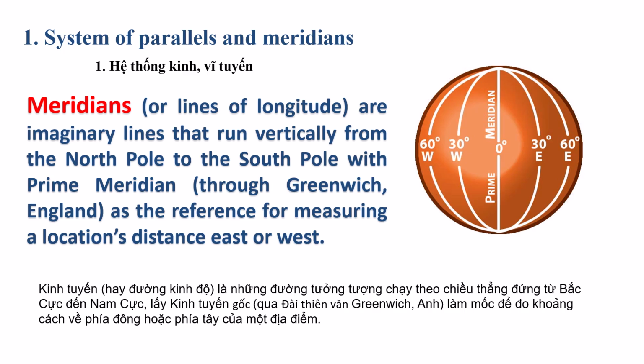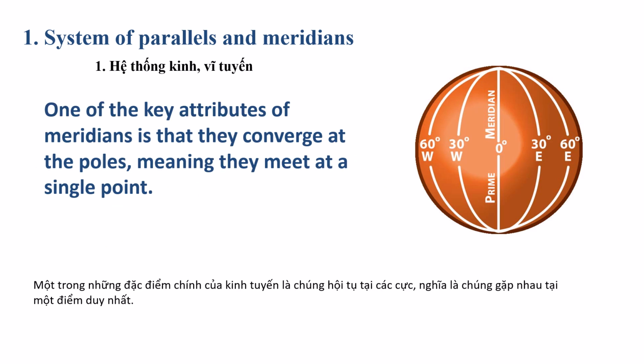Meridians, or lines of longitude, are imaginary lines that run vertically from the North Pole to the South Pole, with the prime meridian through Greenwich, England, as a reference for measuring a location's distance east or west. One of the key attributes of meridians is that they converge at the poles, meaning they meet at a single point.